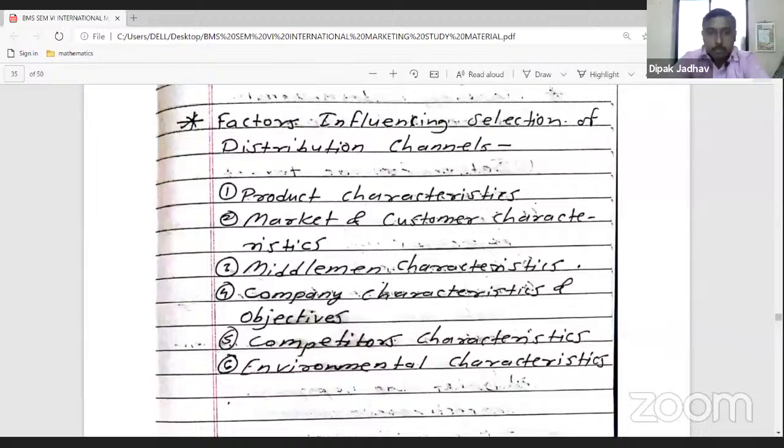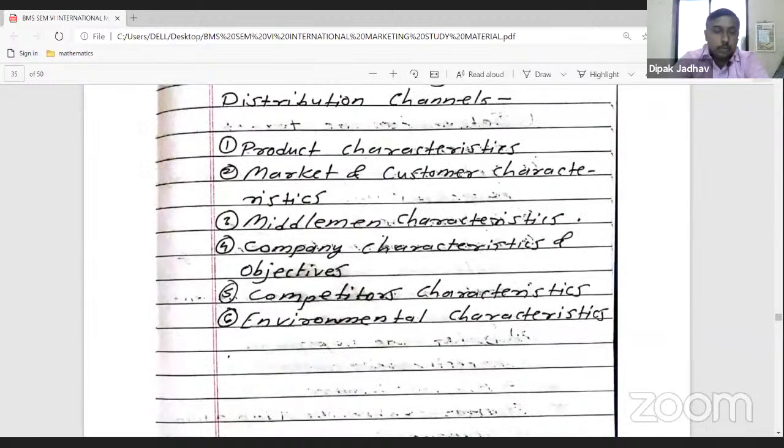And the market and customer characteristics. How the market is going: is it a monopoly, duopoly, or sometimes a perfect competition market, on the basis of consumer and customer perceptions and behavior. Then middleman characteristics: how the middlemen are working there, and what the purpose is of the middleman coming into the market interaction.